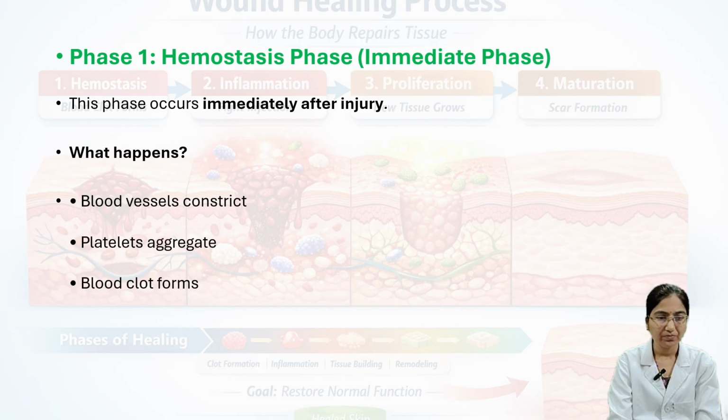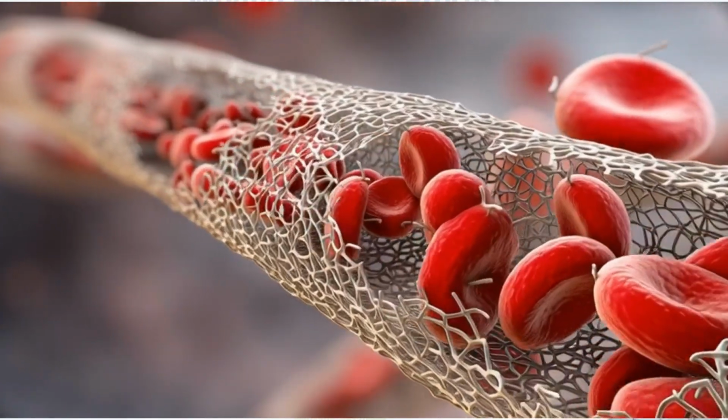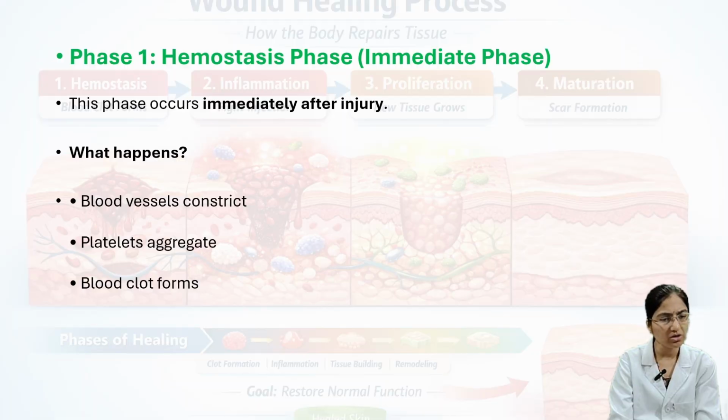Phase first, that is the hemostasis phase. This phase occurs immediately after injury. Here we'll see what happens: constriction of blood vessels, then platelets aggregate, and then blood clot formation. The blood clot forms in the first phase, that is hemostasis.